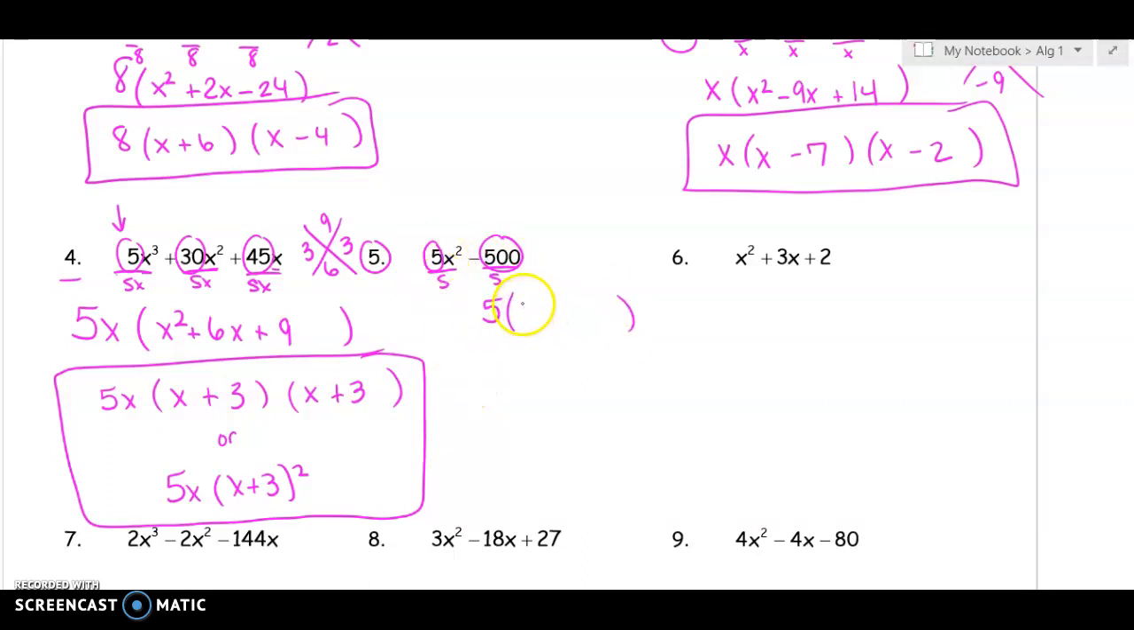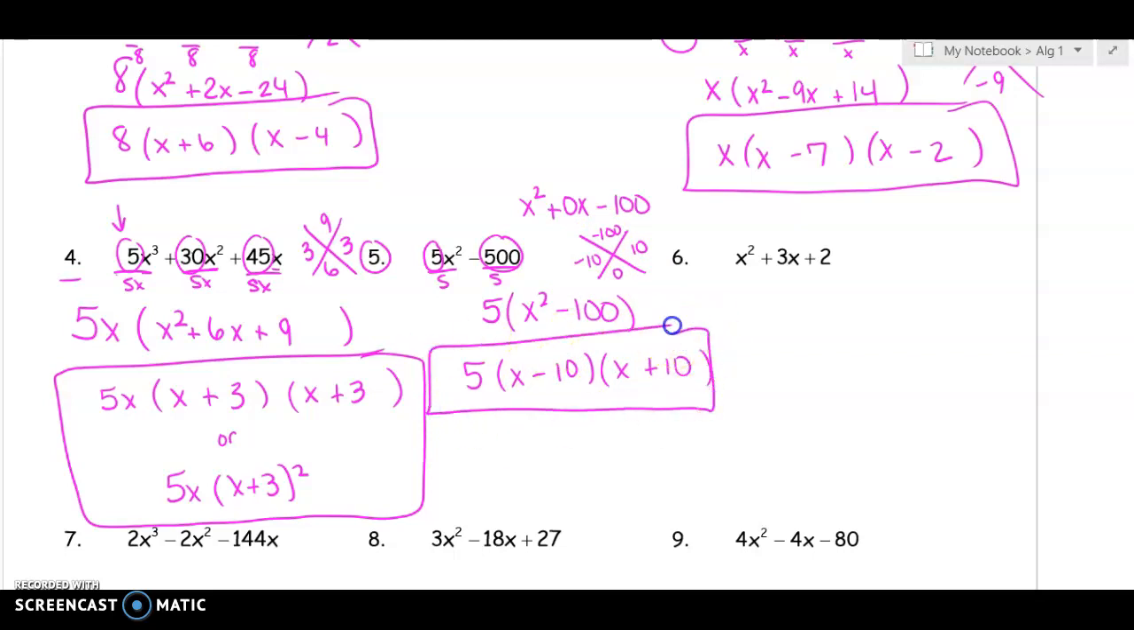5x squared divided by 5 is x squared, minus 500 divided by 5 is 100. This is the same thing as x squared plus 0x minus 100. So we're going to do a box problem with negative 100 and 0. Multiplies to be negative 100, adds to be 0 would be negative 10 and positive 10. So the 5 is going to go out in front. We're going to have two sets of parentheses, x at the beginning of both, and negative 10 means minus 10, positive 10 means plus 10. And then we're all set.